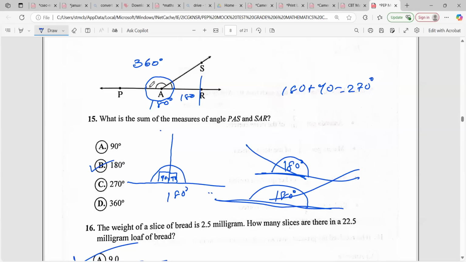So if this is 1, for example, this is 179. If this is 90, this is 90. That's how we do it in class, guys, so we can learn the proper way, right?